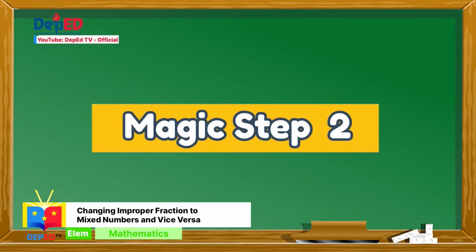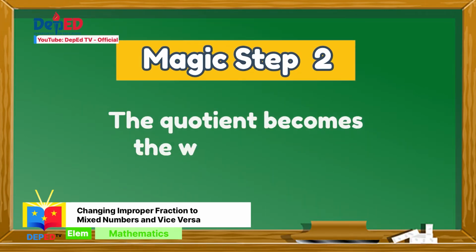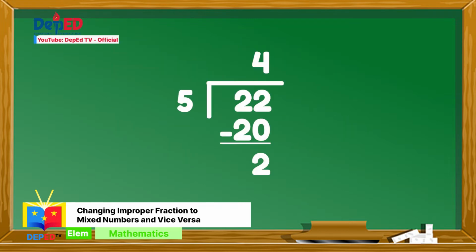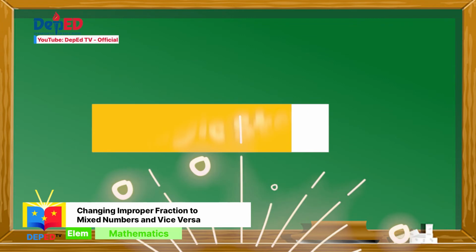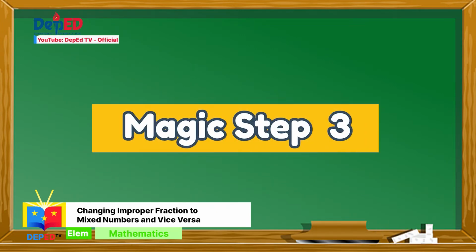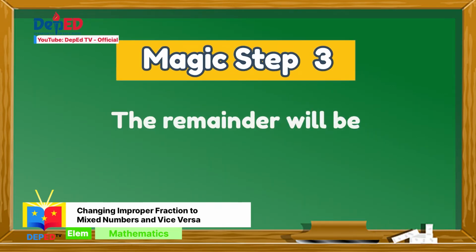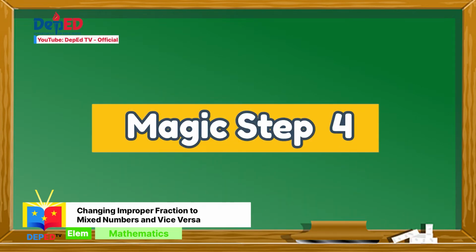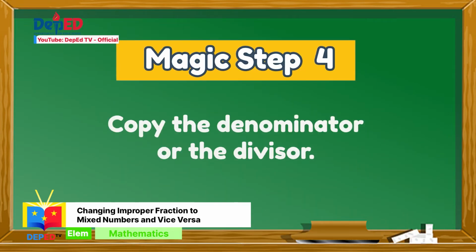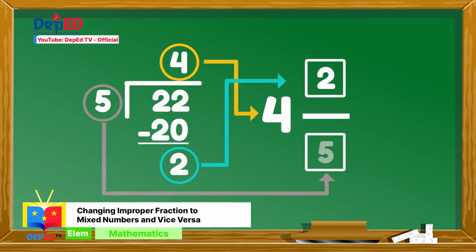Magic step number 2. The quotient becomes the whole number. In this case, 4 is the whole number. Magic step number 3. The remainder will be the numerator. In our solution, 2 is the numerator. Magic step number 4. Copy the denominator or the divisor.